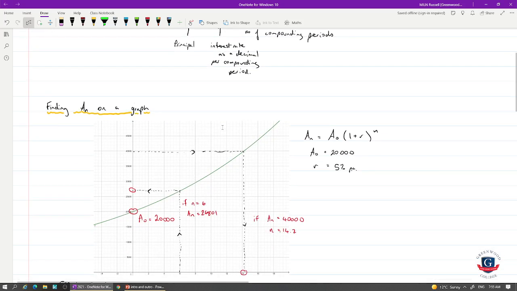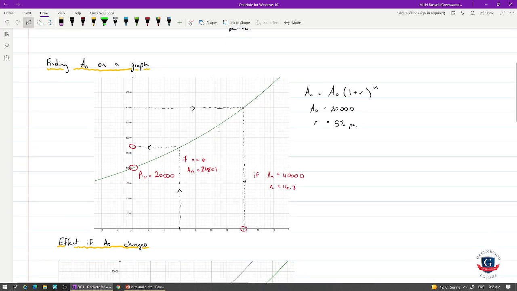Okay, so here's our first graph. We have a loan of $20,000 at 5% per annum. And we can see on the graph here, at time equals 0, it starts at 20,000 and then it increases over time. After 6 years, we would owe $26,801 and we would have accrued $6,801 of interest.